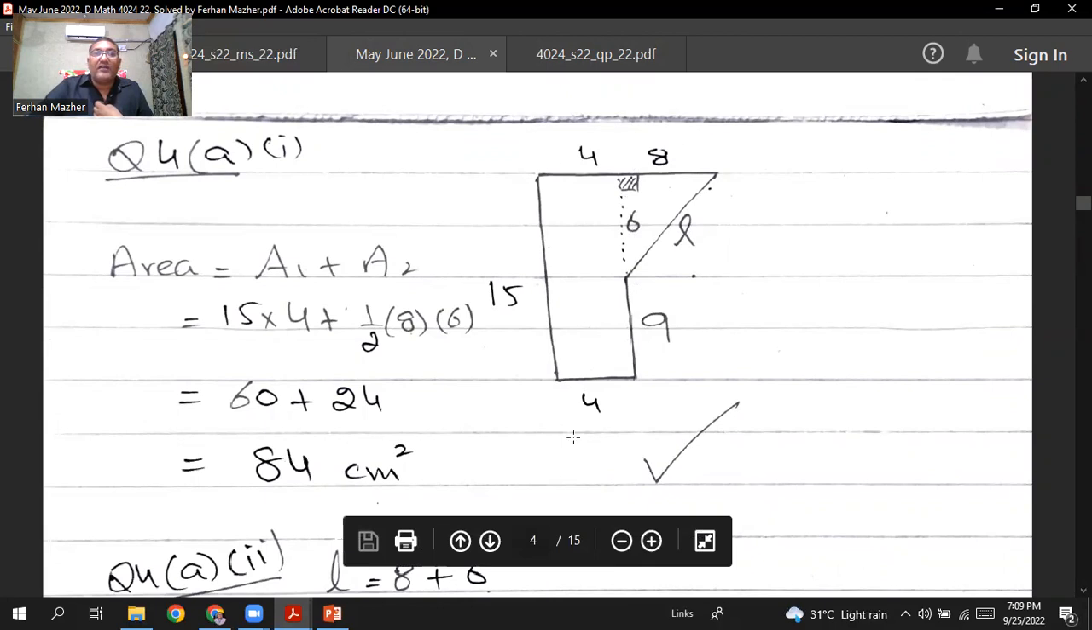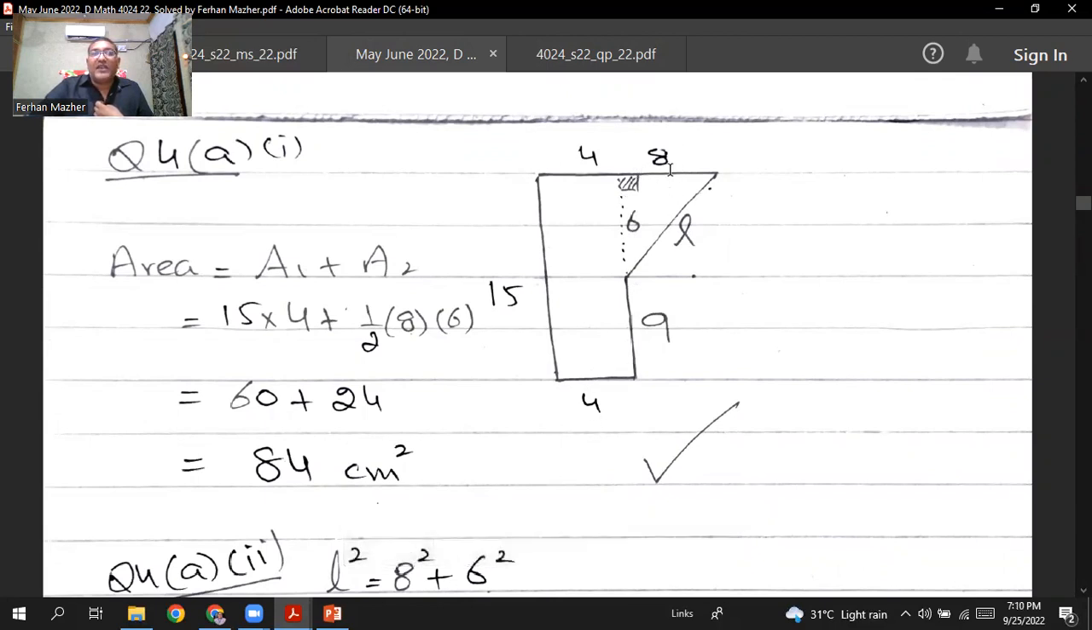This total is 12. This portion is 4. So this portion will be 8. So find the area of this triangle, find the area of this rectangle, just add them up, and that will be the area of this whole pentagon.